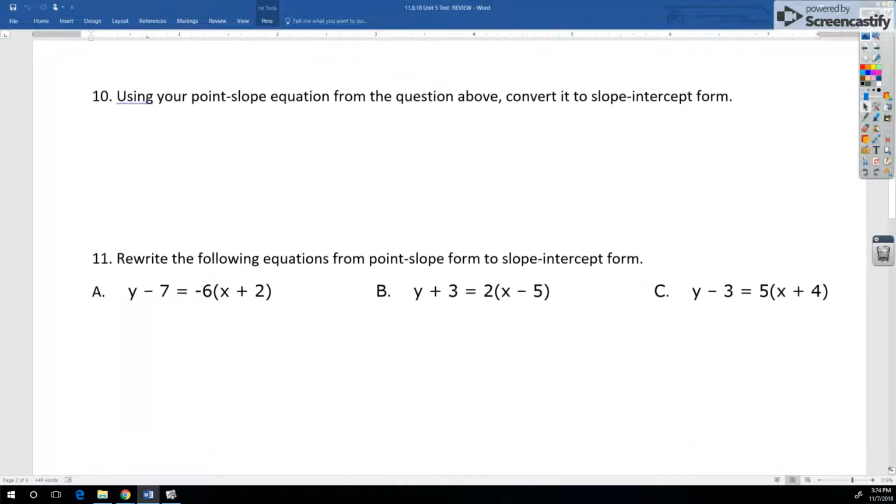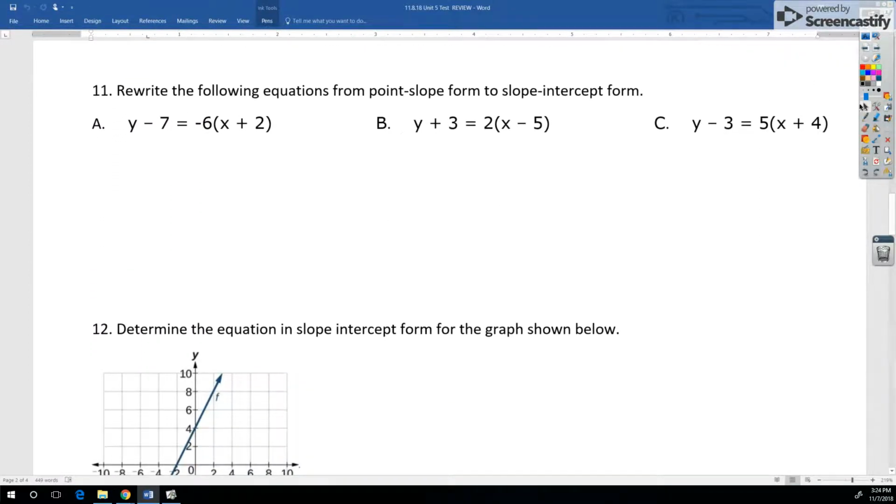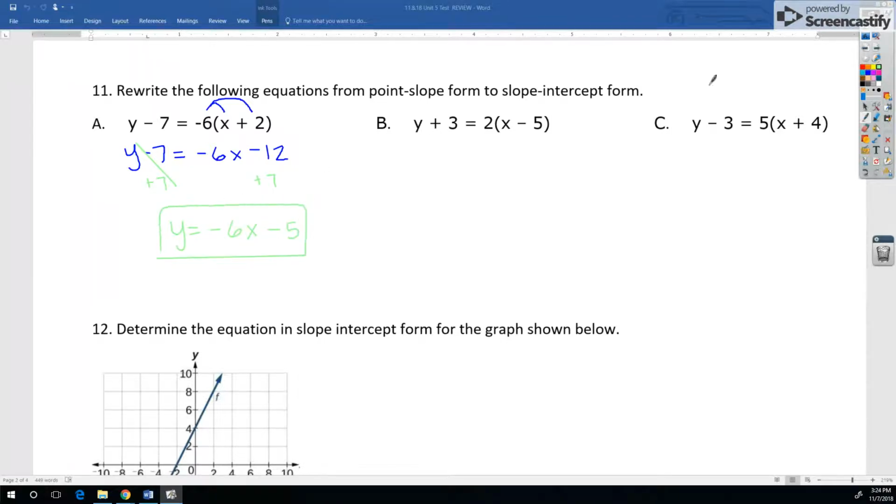Halfway done. Okay, rewriting from point slope to slope intercept. That is exactly what I just did in number 10. So all I'm going to do is distribute and then add the 7. Negative 6 times x, negative 6 times 2. Add 7. Y is equal to negative 6x minus 5. That means that my slope is negative 6 and my y-intercept is 0, negative 5.